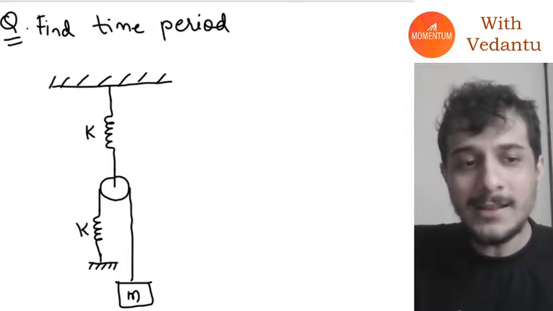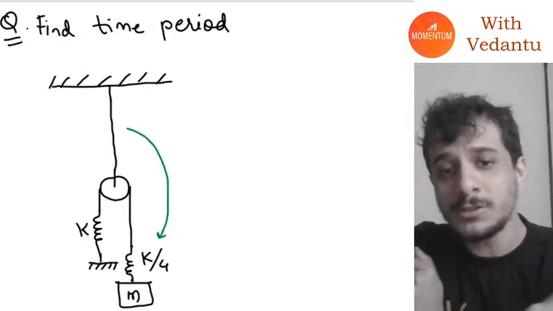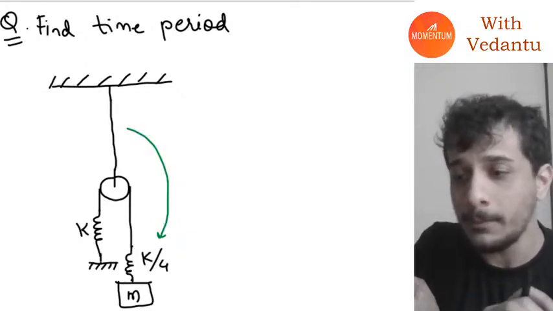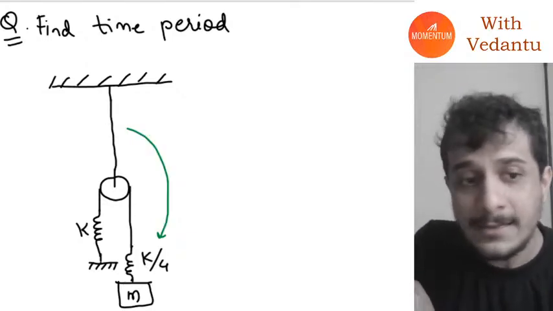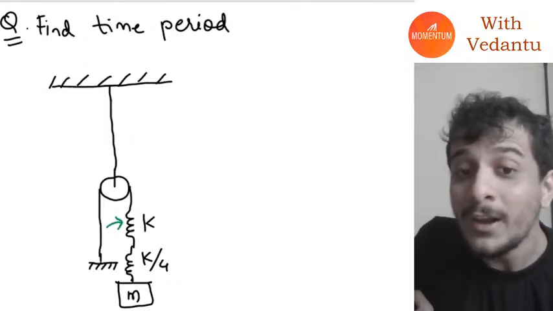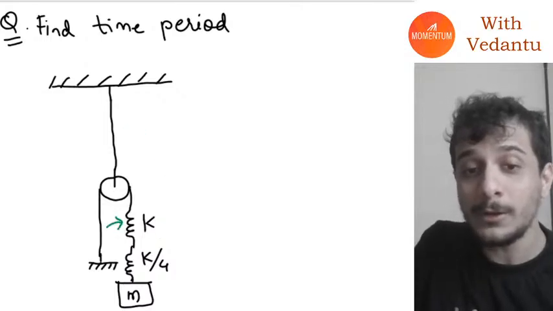Okay, guys, how do we solve this? See, first I will shift the first spring, so it will go from k to k by 4. Next I will shift the second spring, so it will go from k to k only, because I'm shifting on the same string.